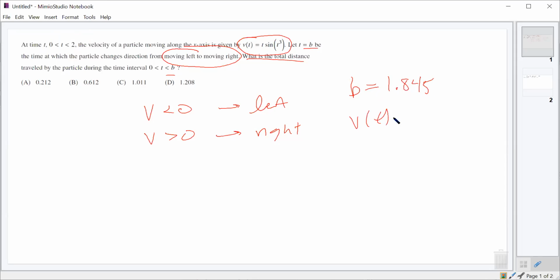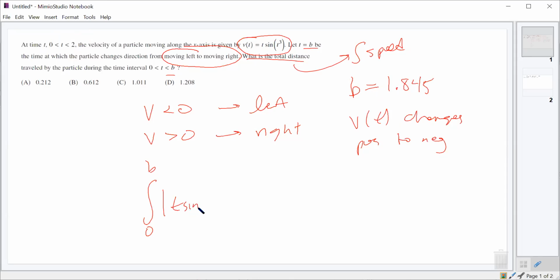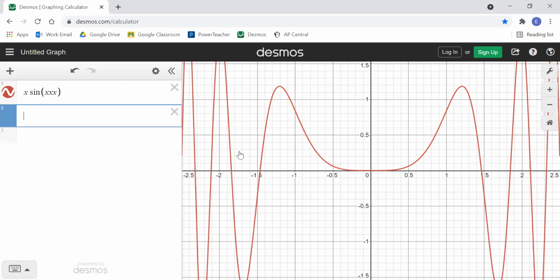V of t changes signs, positive to negative, at that point. And we want to know the total distance that it traveled. Well, total distance is always an integral of speed, and speed is the absolute value of velocity. So we're going to integrate from 0 to our b value the absolute value of t sine t cubed dt. And if you type that into Desmos, it will tell you what that is.